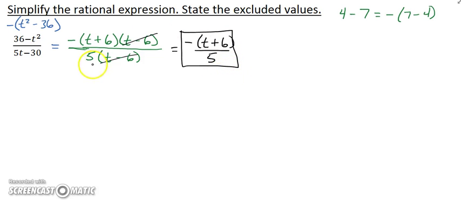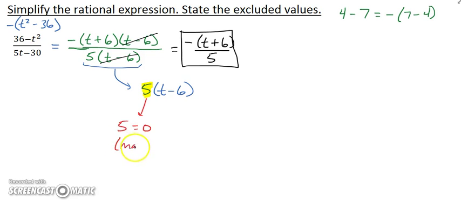And let's go back and look at my factored form to figure out my excluded values. So if 5 times t minus 6 is the denominator, the weird thing about this one is that if I set the first factor equal to 0, I don't think there are any values that make that true. This makes no sense. So all I'm saying is that there's no excluded value that comes from this factor. But there will be one that comes from this.